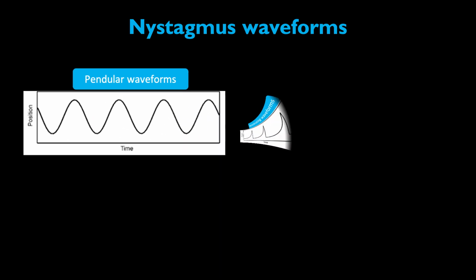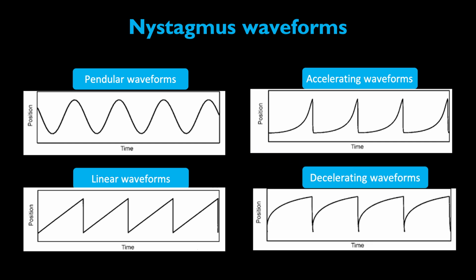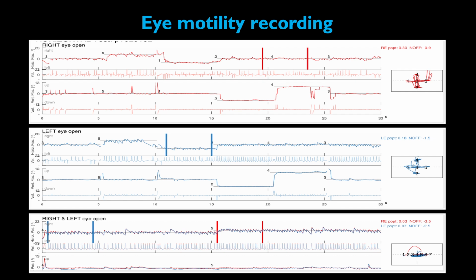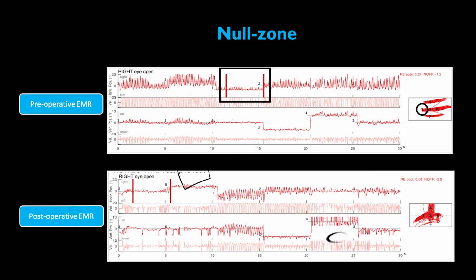Characteristic pattern of waveforms in pathological slow phase differentiate between acquired and infantile nystagmus and between the types of infantile nystagmus. These waveforms can be accurately recorded with the help of highly precise and versatile video-based eye tracker. Besides, null zone can be tracked in case of abnormal head posture, and a shift in null zone after nystagmus surgery can also be appreciated.